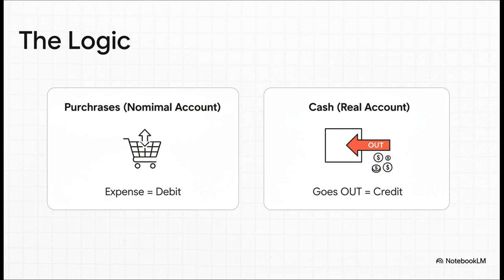Let's do the breakdown. Purchases. That's an expense for the business, which makes it a nominal account. And what's the rule for expenses? You always debit them. Super easy. Okay, what about the cash? Well, cash is an asset, so that's a real account. Is it coming in or going out? It's going out of the business to pay for the goods. And our rule is credit what goes out. See, the framework just hands you the answer.